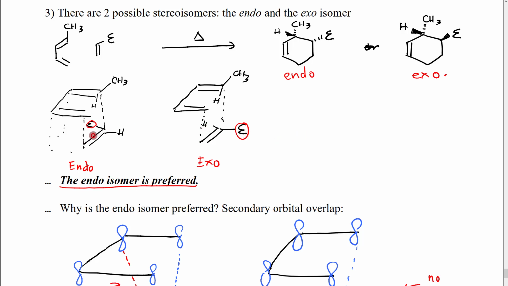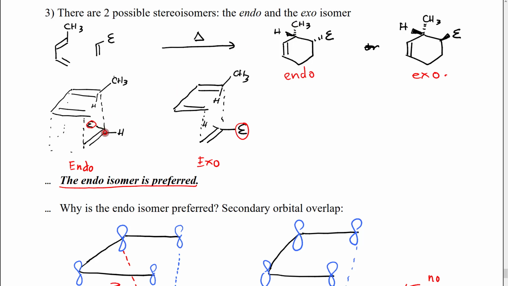The significance of endo versus exo is in the relationship between this E group and any group that is attached on the end of the diene. So if you look on this diene, we have a methyl group. It's on an outer bond. When we make this ring and then flatten it out, that group is going to end up on a dash. I'm going to show you that later, okay?